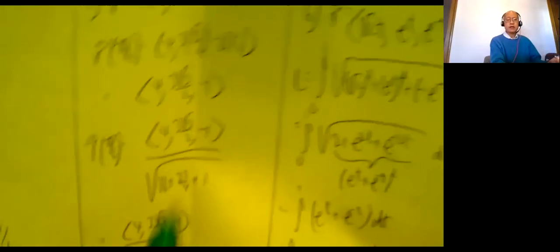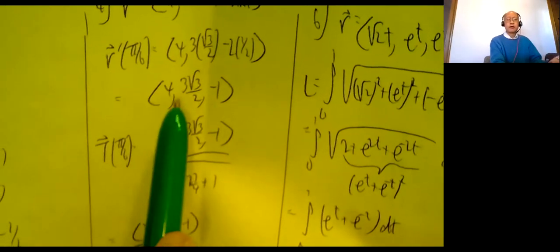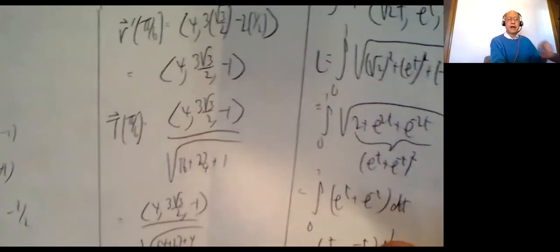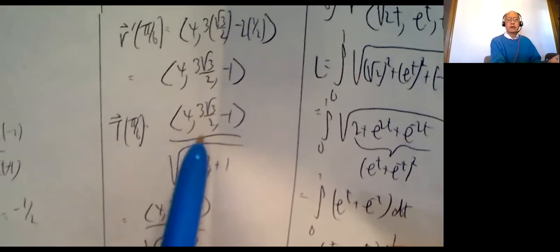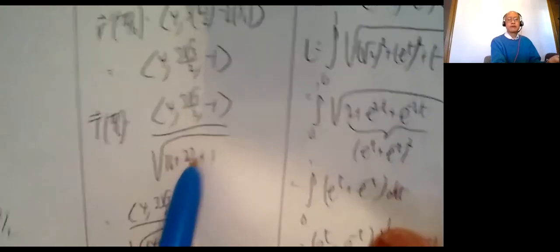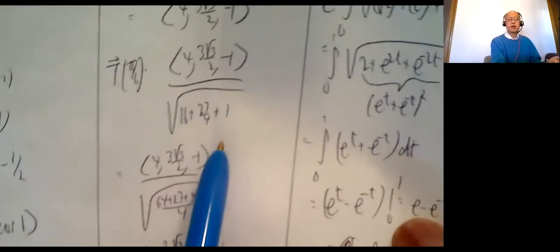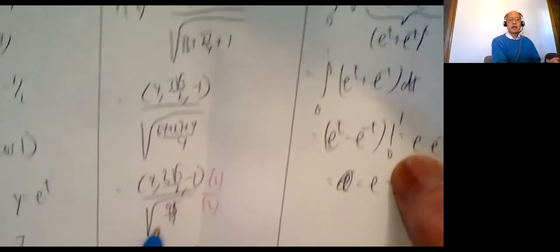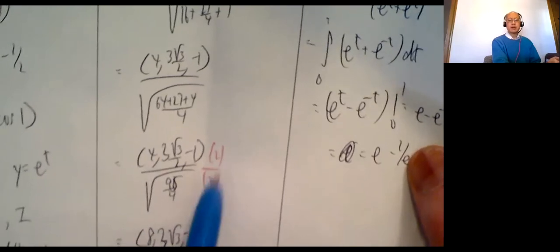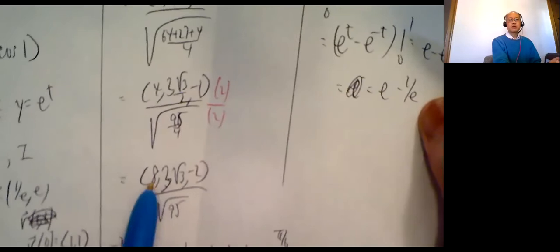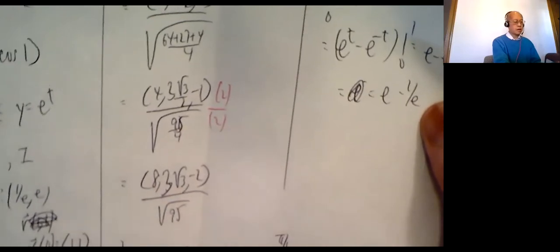So the unit tangent vector is ⟨4, 3 radical 3 over 2, negative 1⟩ divided by the magnitude of that vector, which is the square root of 4 squared, 16, plus 3 radical 3 over 2 squared, 27 over 4, plus negative 1 squared, which is 1. This comes out to be 95 over 4. If you multiply top and bottom by 2, remember square root of 4 is 2, it gets a little bit nicer. So ⟨8, 2 radical 3, negative 2⟩ all over radical 95.